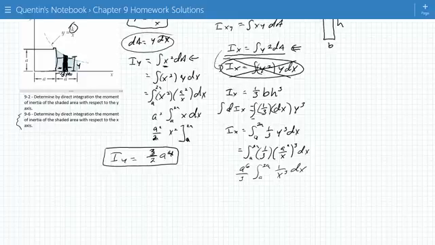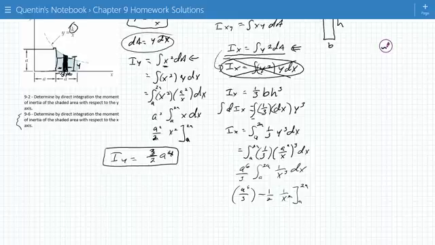So when I integrate that, I get a to the 6 over 3 times minus 1/2 times 1 over x squared, evaluated from a to 2a. And that gives me a whopping 1/8 a to the 4th.